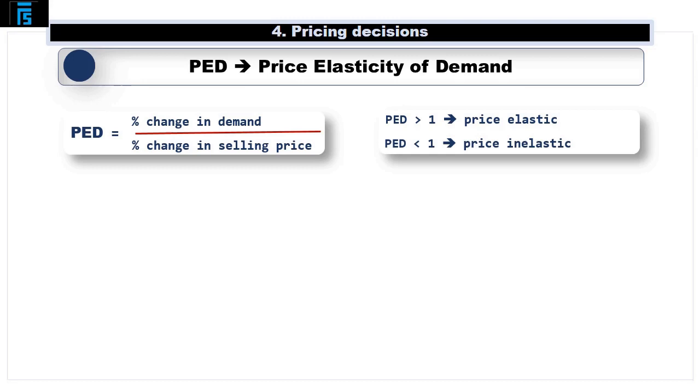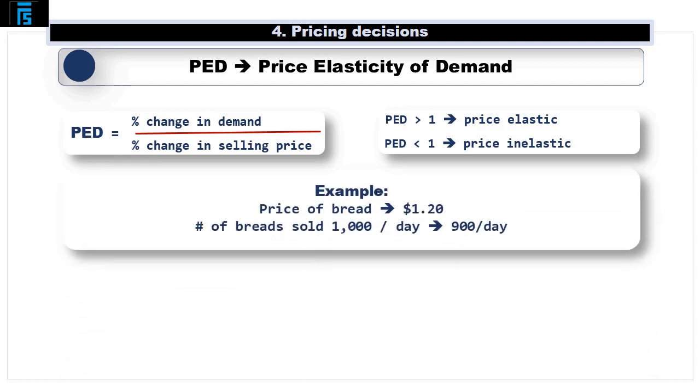If the PED is exactly 1, this means that the change in demand is equal and opposite to the change in selling price, and the overall revenue generated through sales is the same. We can look at a quick example to demonstrate this calculation.